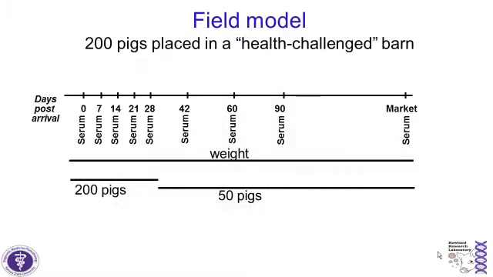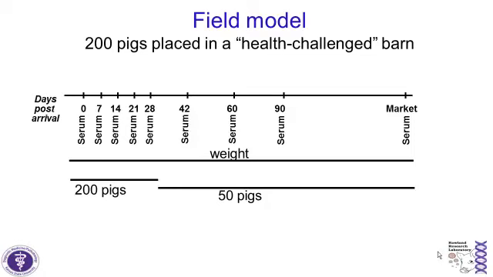So that's the GBP5 story. I want to move on and say, okay, we've also taken these pigs out in the field, again starting at 3 weeks and taking them all the way to market, starting out with 200 pigs in a barn, and then 50 pigs later on when they get too big.